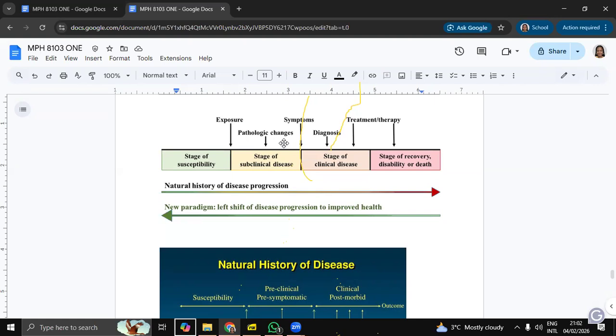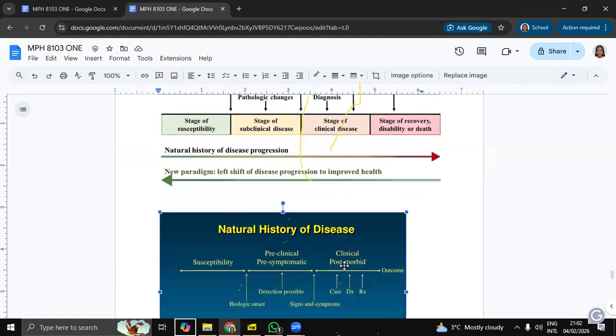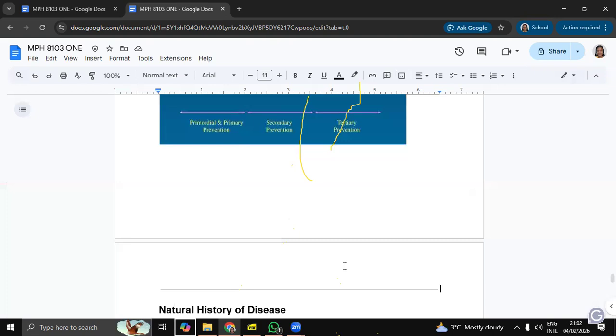Now, why is this important to us? Why do we need to know it? It's because it ties back into prevention. If you know the progression, if you know the road that the disease will follow, you will know where to stop it. You will know how to stop it. You will know at what point you can intervene. Okay, so now we're going to move on to talk about the last thing we'll talk about this evening, which is levels of prevention.